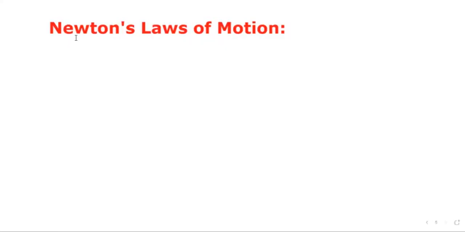So Newton was the scientist. Newton is a very common scientist. He is a well known scientist for his work in physics. Newton gave three different laws regarding the motion of objects.